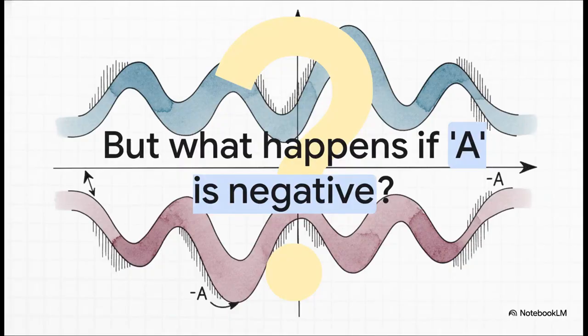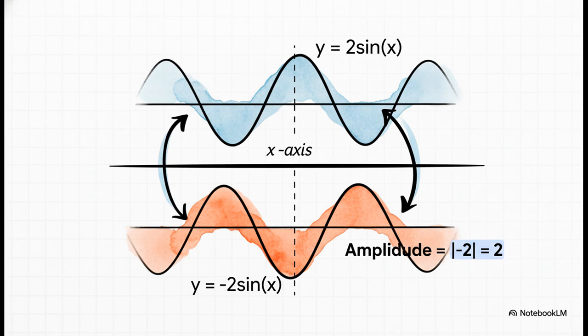So we've stretched it, we've squished it, but what on earth happens if a is negative? Does that mean you can have a negative height? How does that even work? Well, not exactly. A negative a does something really cool. It flips the entire wave upside down. It reflects it right over the x-axis. So instead of going up first, it goes down. But notice, the amplitude is still positive. The absolute value of -2 is still 2. The height is the same, just the direction is flipped.